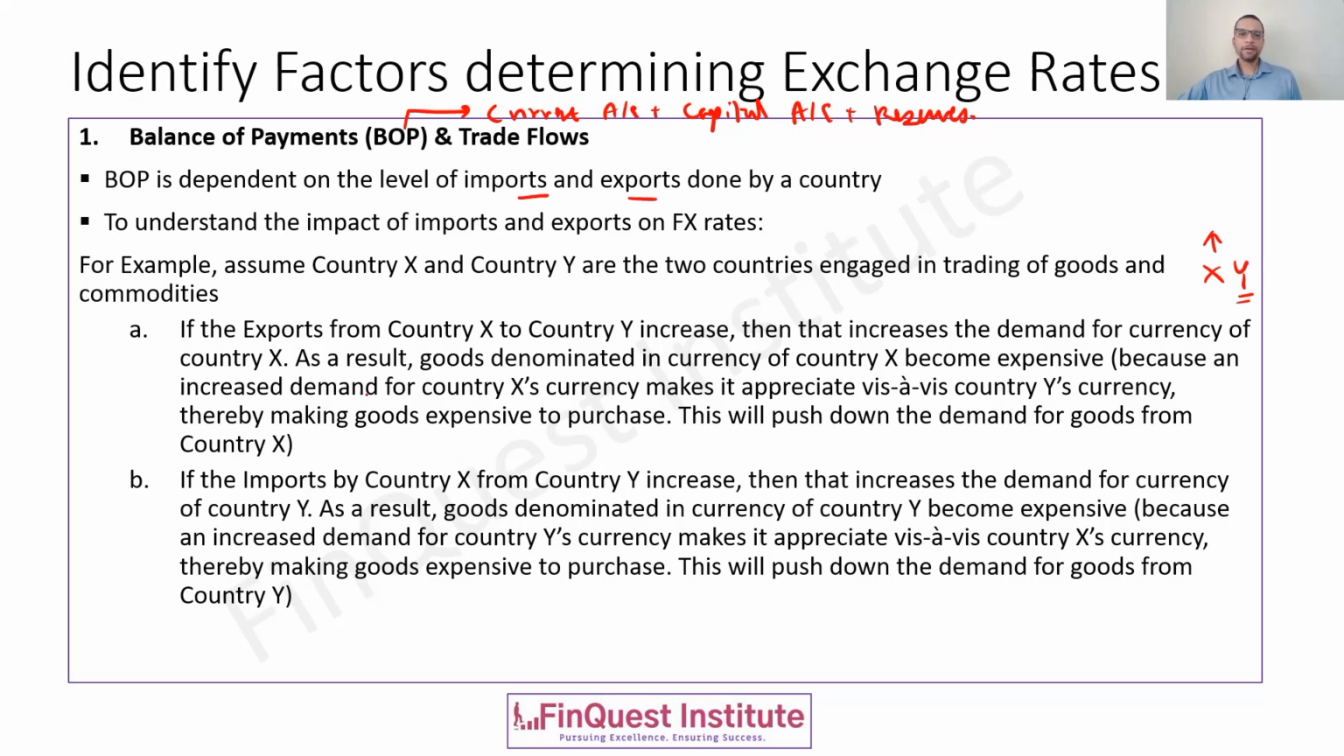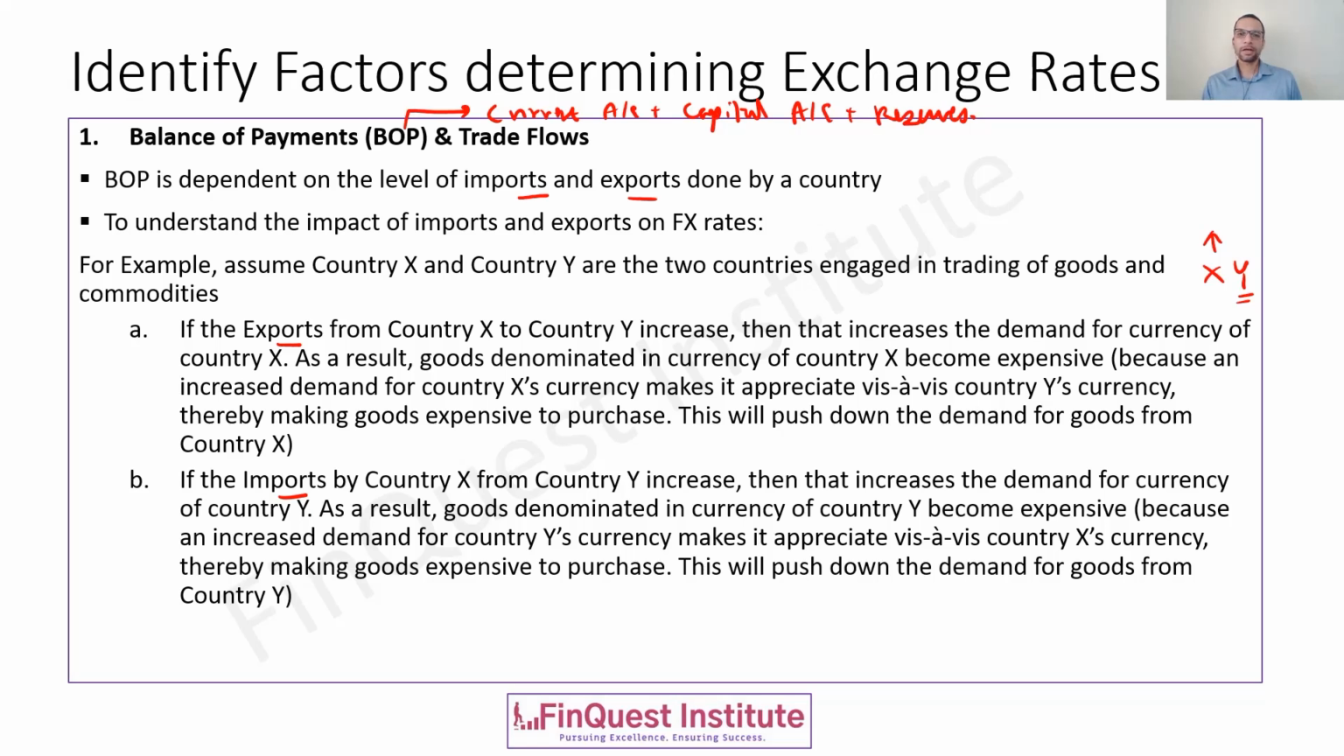The next scenario: we spoke of exports, now let's look from an imports perspective as well. If the imports by country X from country Y increase, that is, people in country X want more and more of the products produced by country Y, then in this scenario the demand for country Y's currency is going to go up, because the demand for the products from country Y has risen. As a result, the demand for the currency of country Y is also going to rise.